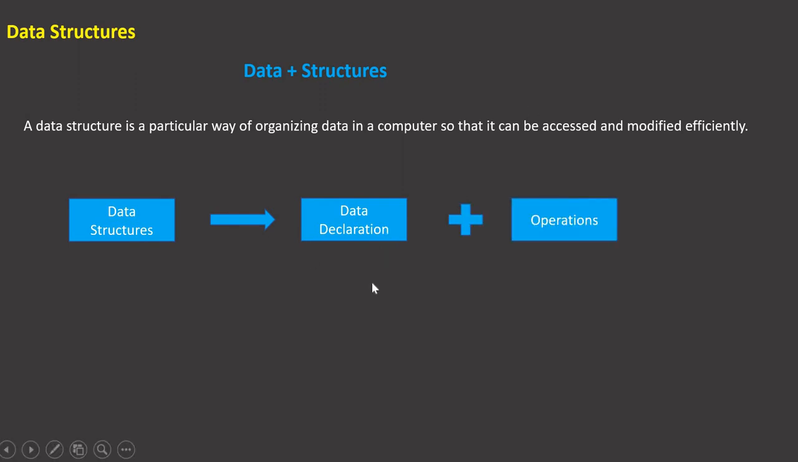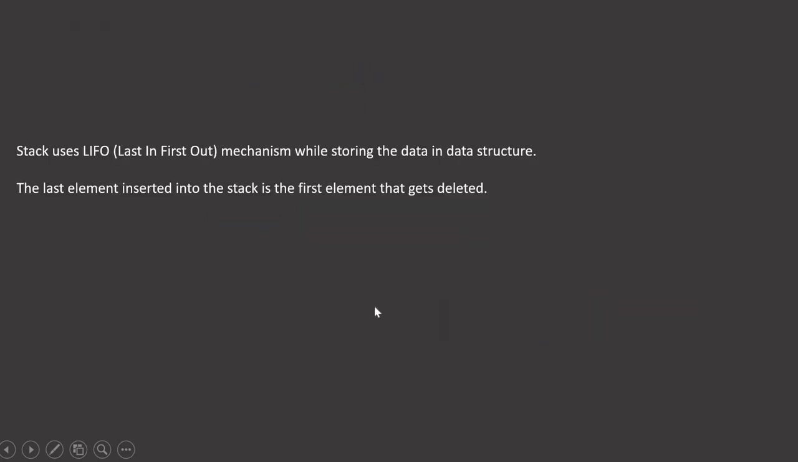The second thing is the operations, what operations you can perform. So a data structure is not just how you are going to store the data, in what structure you are going to store it, but also what operations you can perform on that particular data structure. There are two types of operations: the main operations and the auxiliary operations. Let's see these one by one. First is the data declaration. As I said, you must know how you can build that particular structure.